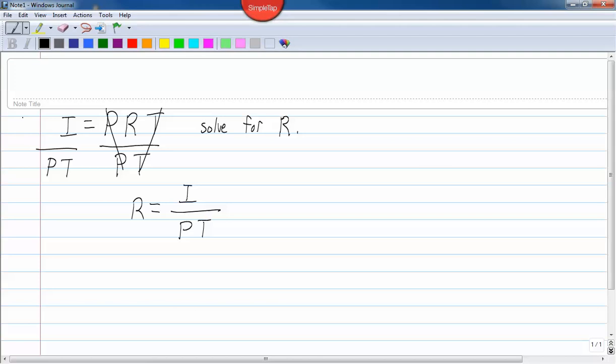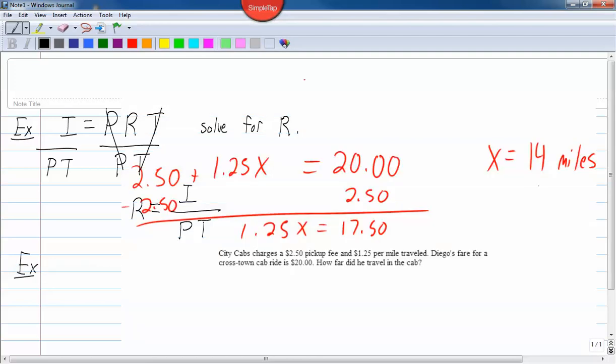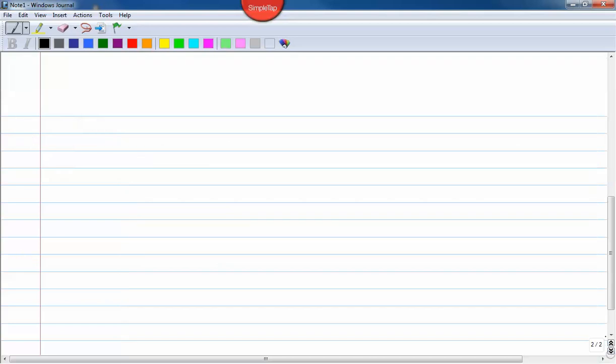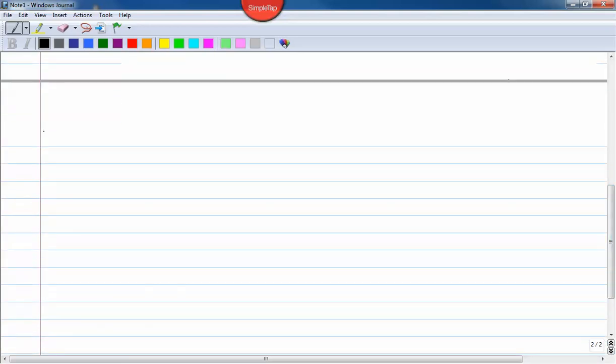Alright, let's look at another example. Go to a new page real quick. Alright. Let's say that we did some perimeter earlier. Let's say we had P equals 2L plus 2W. That is the formula for the perimeter of a rectangle, if you know the length, L, and the width, W.